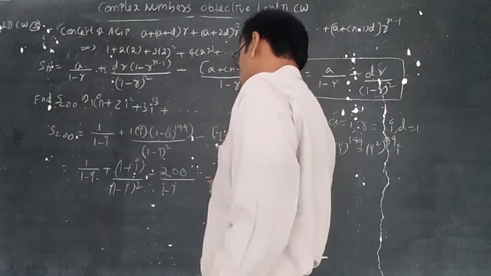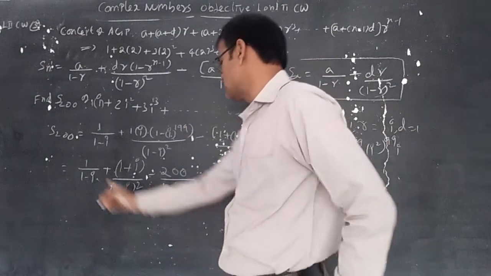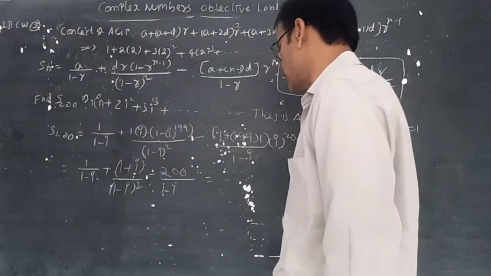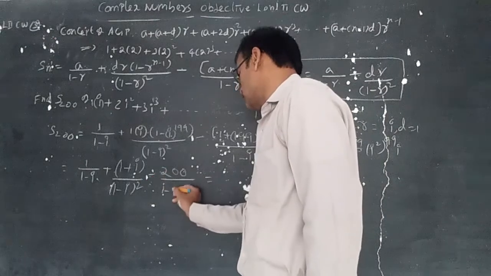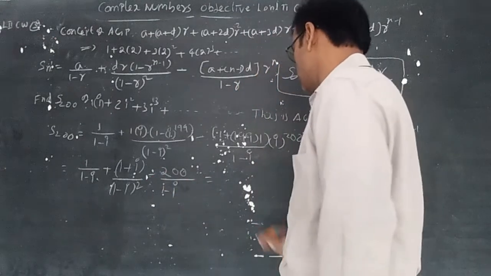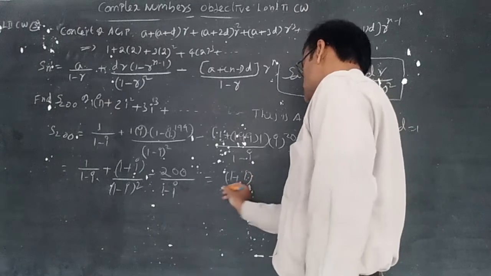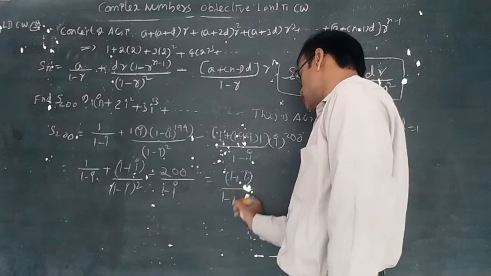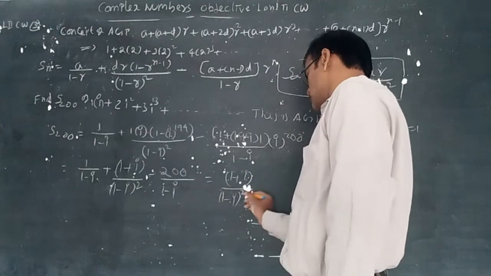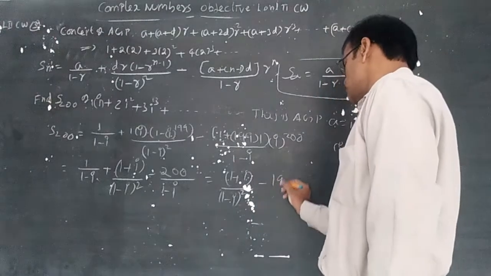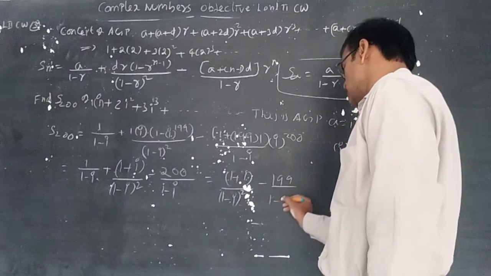Now take LCM. This is 1 by 1 minus i. This is 200 by 1 minus i. Now write minus 199 by 1 minus i. Write like this: 1 plus i by 1 minus i whole square, minus 199 by 1 minus i.